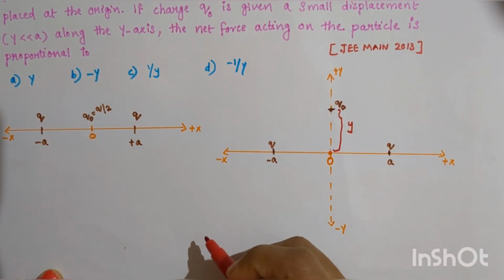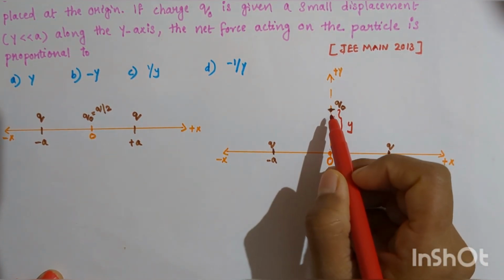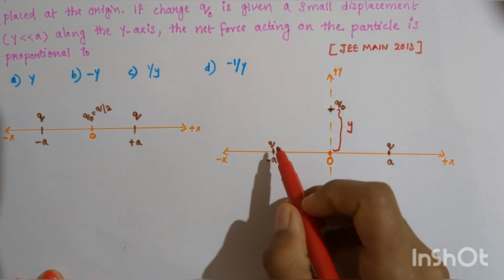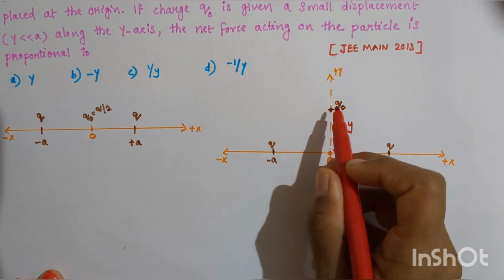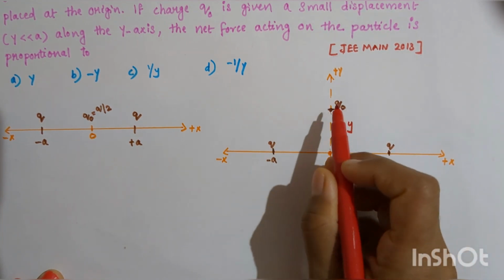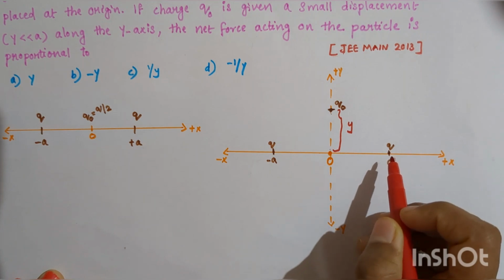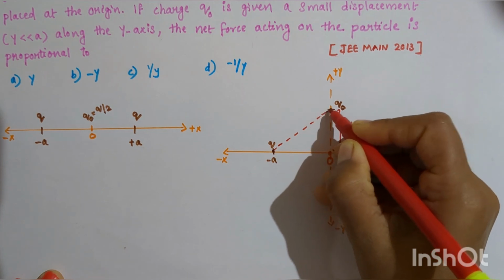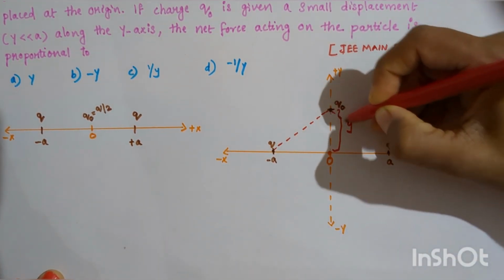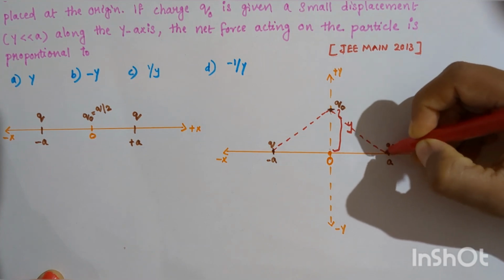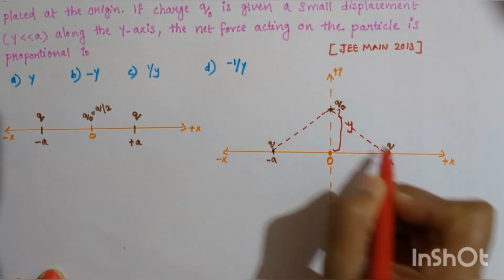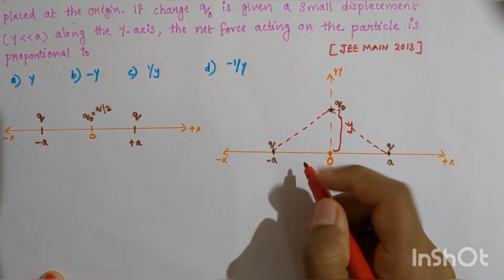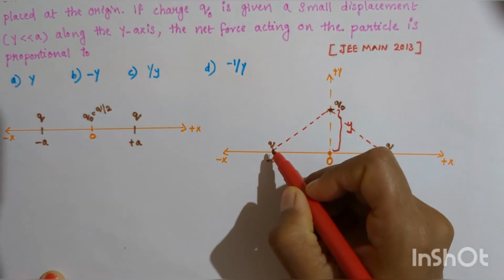Here we should find the net force acting on this charge q0. There are two charges, one q here and another q here. There will be a force on q0 due to this charge q, and a force on q0 due to the other charge q. I am marking a dotted line joining these charges, and here as well, along the line joining the two charges. Now what about the direction of the force acting on q0 due to this charge q?